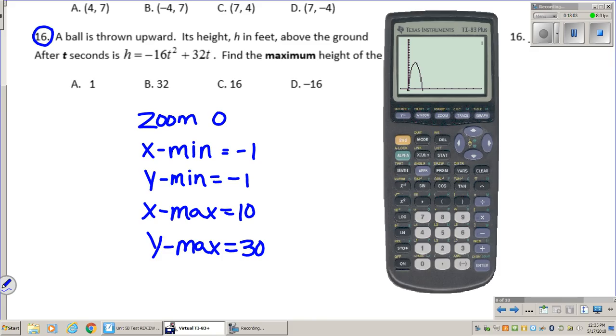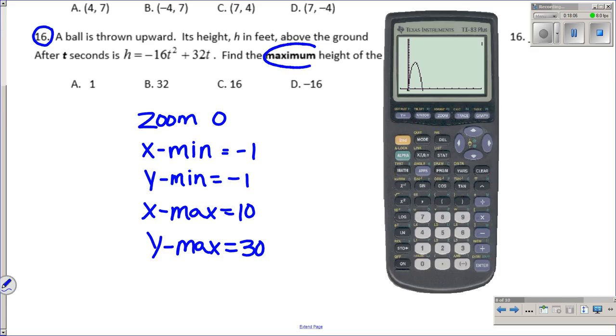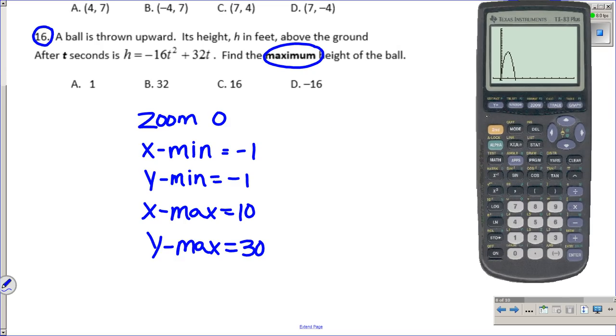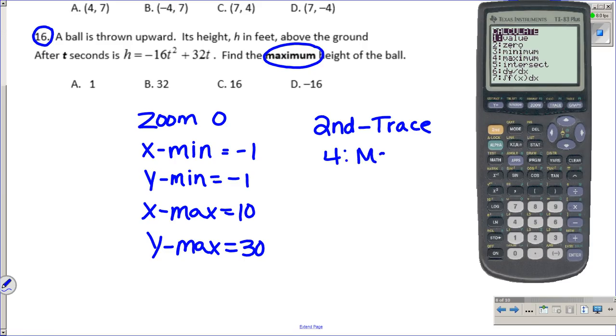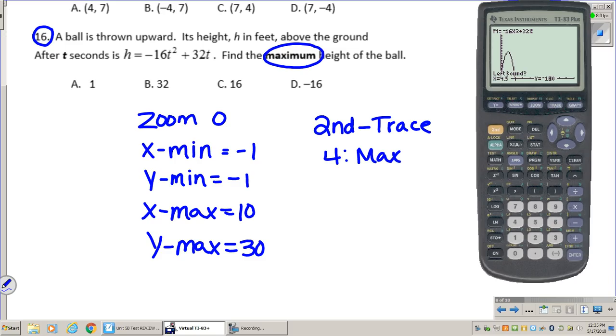Okay, so the question asks us to find the maximum. So for the maximum on the calculator, you're going to go to second, trace, and that is option 4. They're asking you to set the left boundary. So you're going to have to hit the left arrow key to get the cursor to the vertex. Once you find it, place it at the vertex. They're wanting us to set a boundary to the left of the vertex, so move the cursor to the left side just a little bit and press enter. Now we're going to move the cursor to the right side, enter, and then one more time press enter.